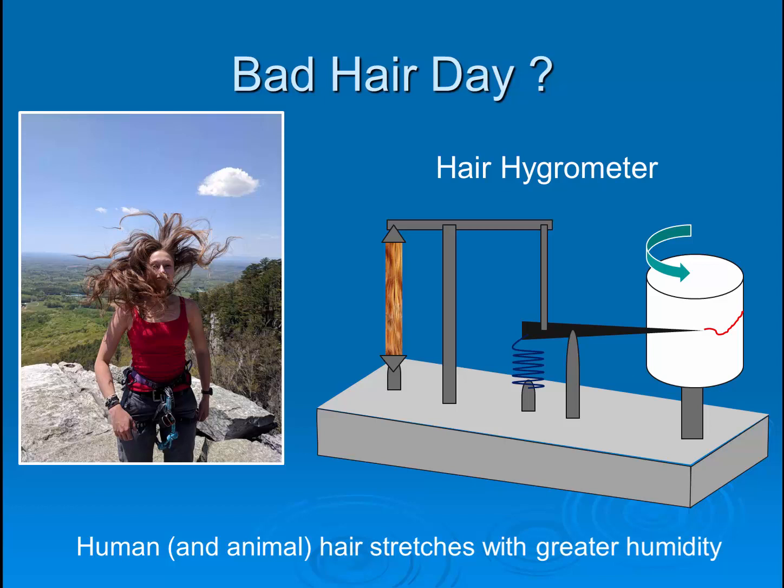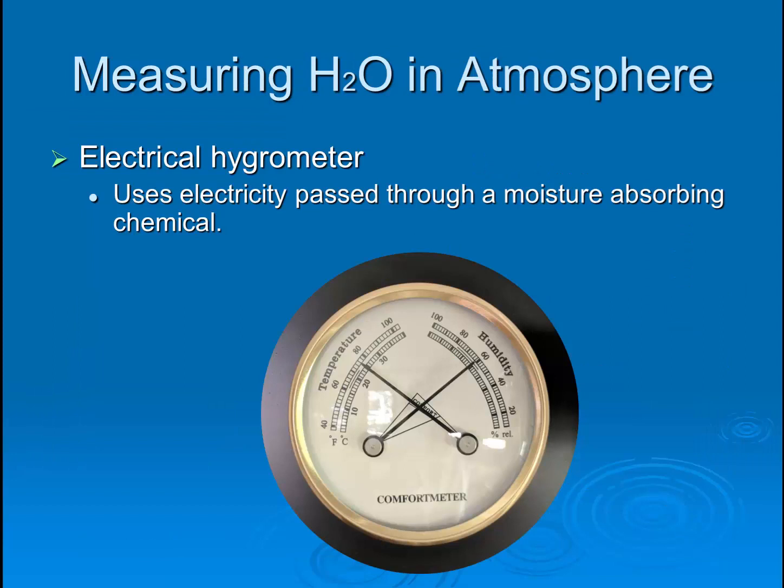A hair hygrometer uses these principles. Hair is placed under tension with a spring and levers and attached to some sort of recording instrument or needle. As the hair shortens or lengthens, the needle changes positions, indicating the change in humidity. Some of the most accurate hygrometers are actually still made with hair. Of course, it's pretty common to use electrical hygrometers now. Electrical and electronic hygrometers use electricity to pass through some moisture-absorbing chemical, and that, attached to a dial, can give a readout of the humidity.